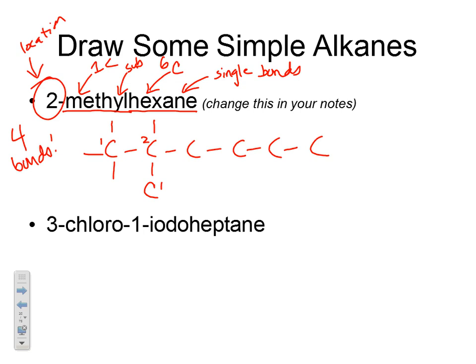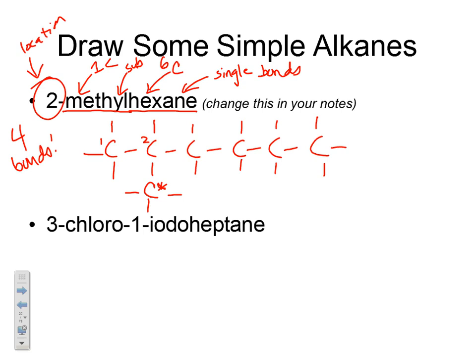Don't forget about your substituents. They need 4 bonds too if they're a carbon. So this carbon only has 1 bond already. I've got to give it 3 more. This next guy is 2, so I've got to give it 2 more. Needs 2 more. Needs 2 more. And this last guy needs 3 more. So that right there is the structure for 2-methylhexane.